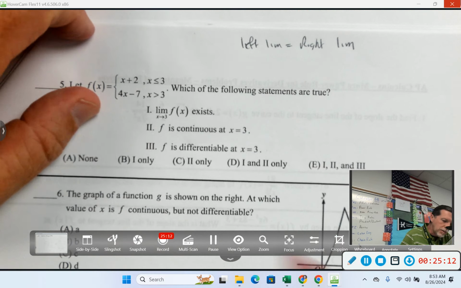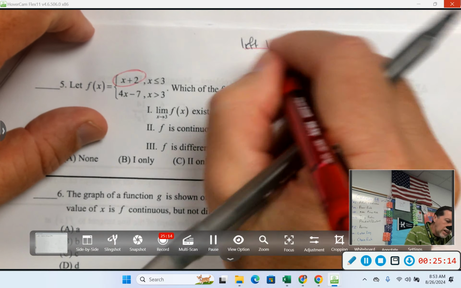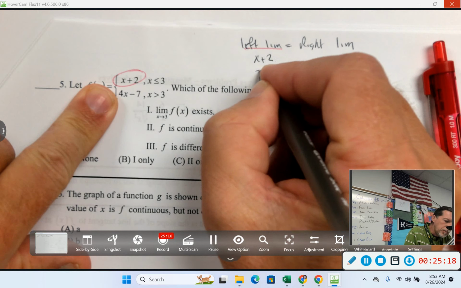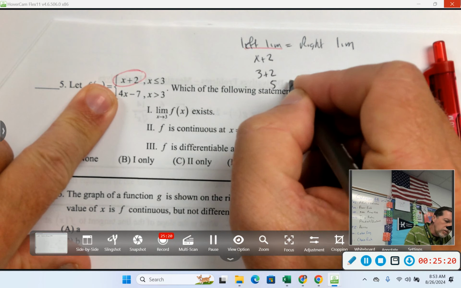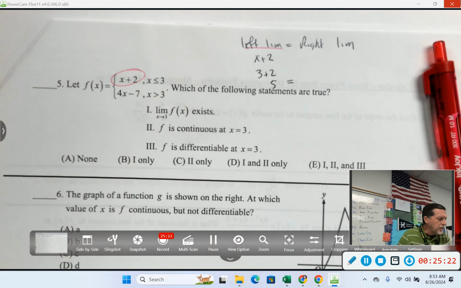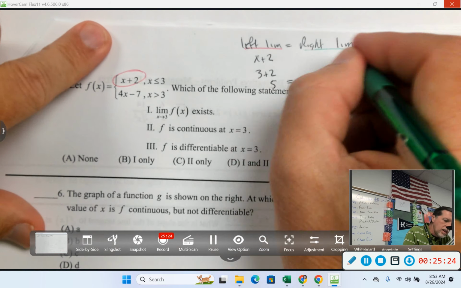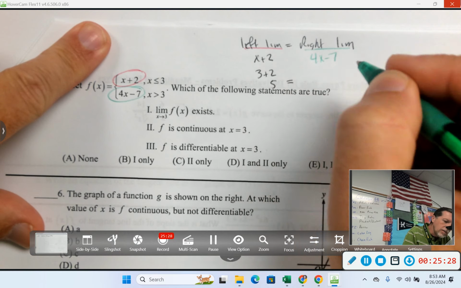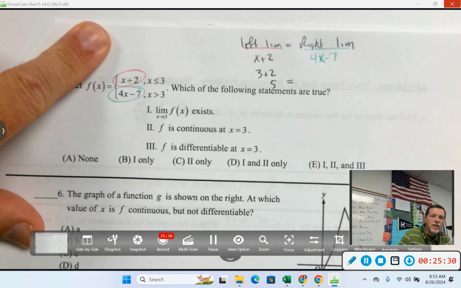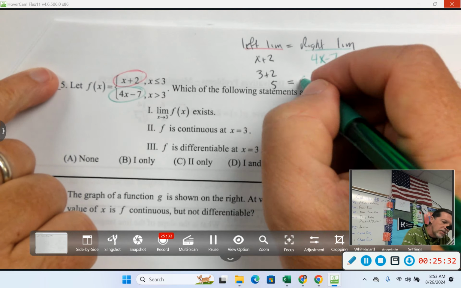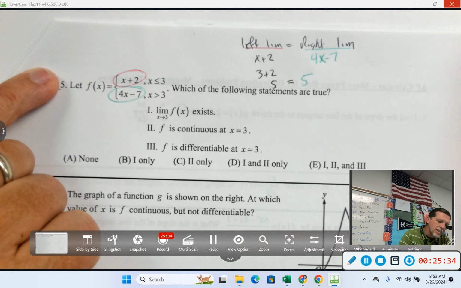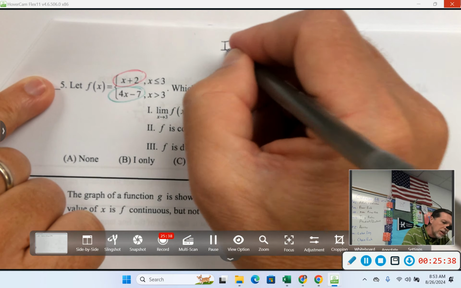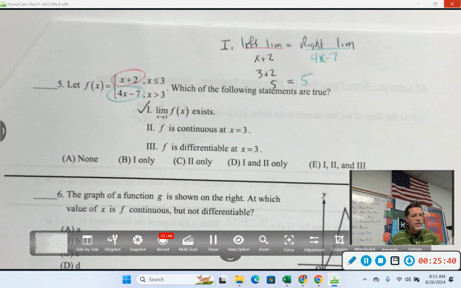So the left limit would be the x plus 2, and we're a little less than 3. So 3 plus 2 is 5. The right limit would be when we're greater than 3, or x minus 7. So I plug in 3. 12 minus 7 is 5. So we're good with statement number 1. Yes.